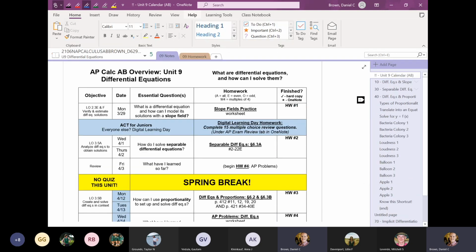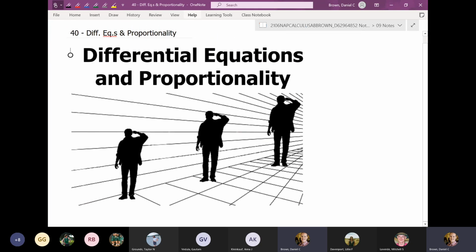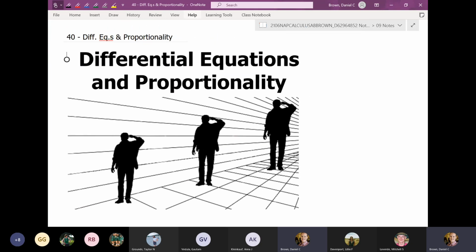So if you're following along with notes, we're going to be looking at differential equations and proportionality. The type of word problems that you have to solve in this class are going to be the ones that deal with proportional variables, which basically just means maybe as one variable increases, the other one also increases. Or maybe as one variable increases, the other one decreases. We'll be a little bit more specific, and maybe as one increases, the other one decreases at some constant value.